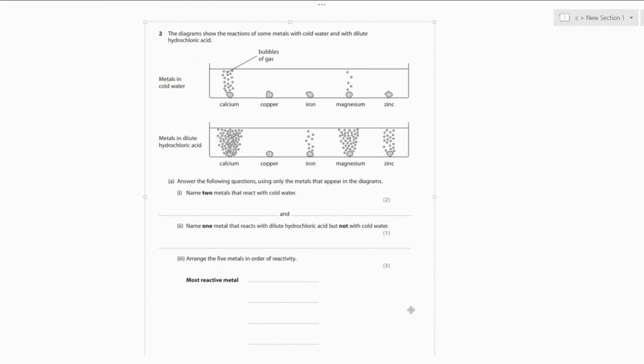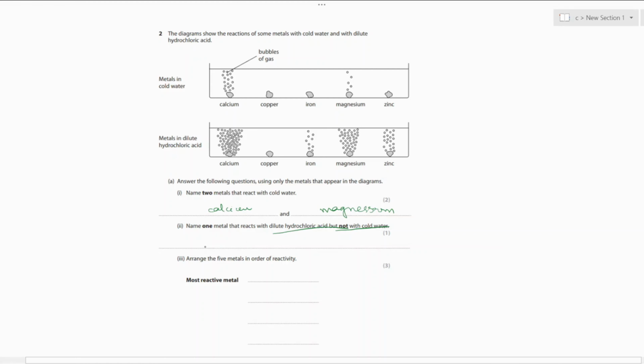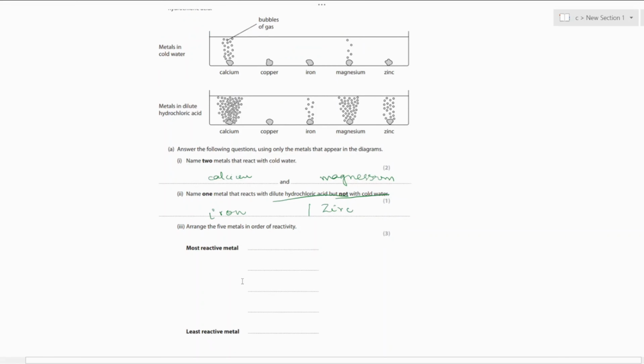Okay, so name two metals that can react with cold water among these. Good. Calcium and magnesium. Name one metal that reacts with dilute hydrochloric acid but not with cold water. Iron. You can also name zinc. Okay. What is their reactivity?